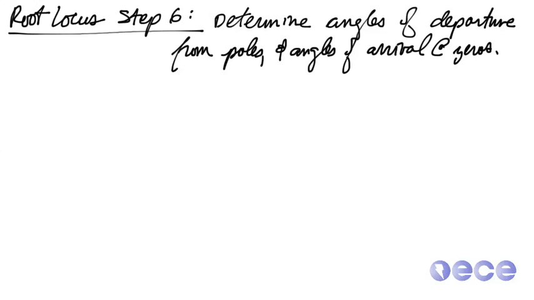So in a sense, our approach is the following. Every point on the root locus must satisfy that the angle of GOL of S at that point is equal to plus or minus 180 degrees. So this is our rationale. To determine the angle of departure or arrival, we choose a point.